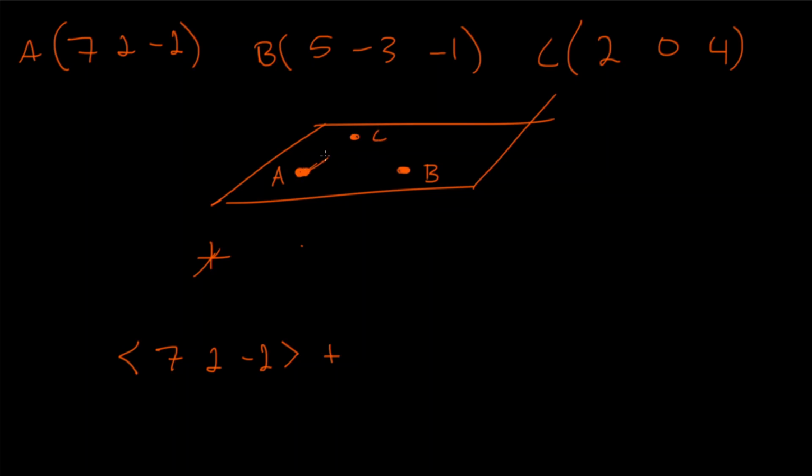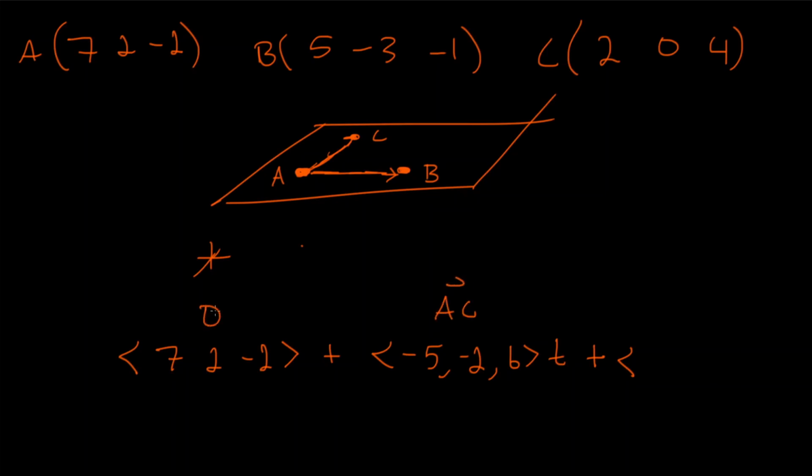What is the vector AC? That's just C minus A. So we're going to have 2 minus 7, which is -5, 0 minus 2, which is -2, and 4 minus -2, which is 6. And then I need to go in that direction a certain amount, t. And then I need to be able to add AB and AC. So this was AC, by the way.